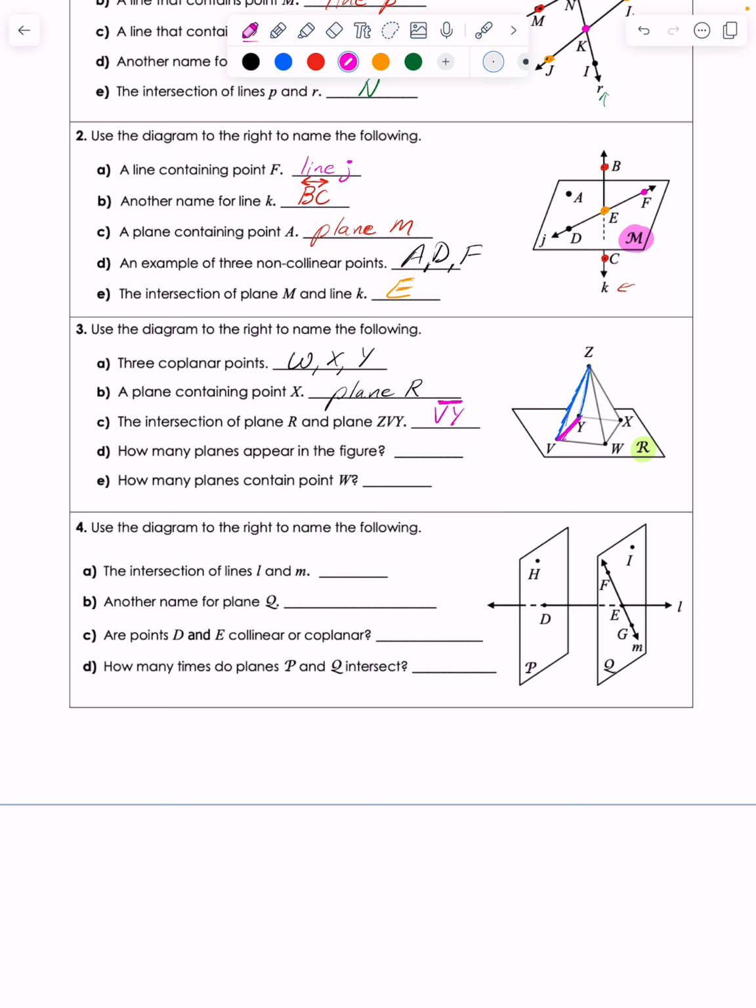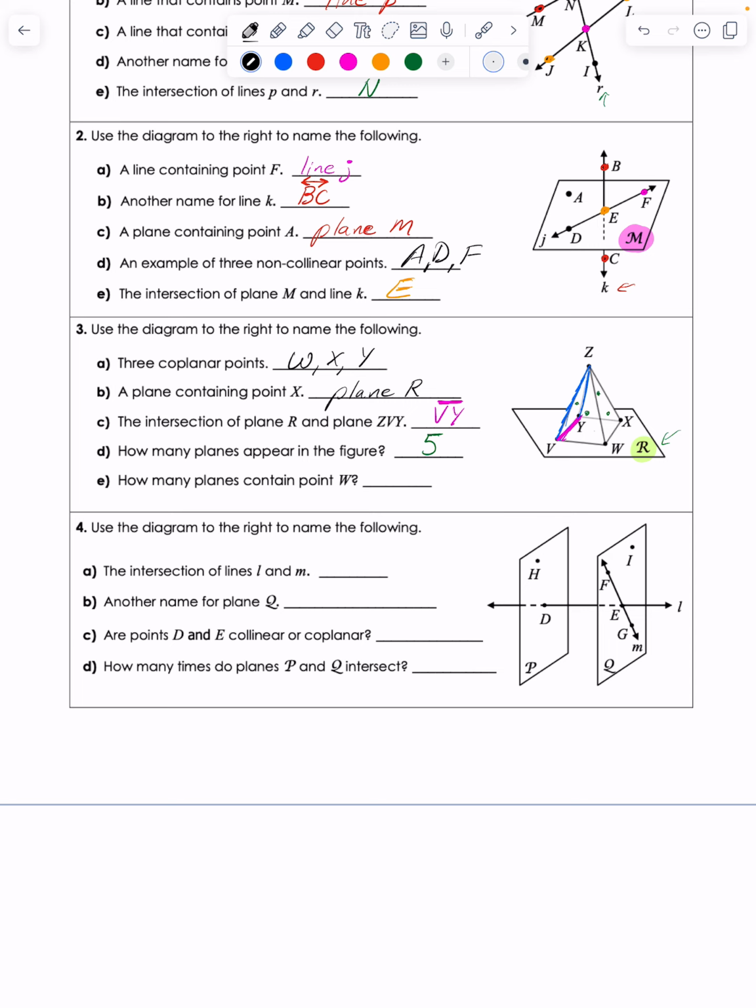How many planes appear in the figure? Okay, I'll try my best to count for you and explain as I go. Well, we know we have plane R, right? That's definitely one. And then if you look at each of these faces on this shape, we have this one that's kind of the back side, if you will, the front side, and then the left and the right. So that's another 4. And you might mistakenly count the base of that figure, but remember the base of that figure is actually going to be also this plane R, so that'd be double counting. So that's why the number of planes that appear in this figure is 5.